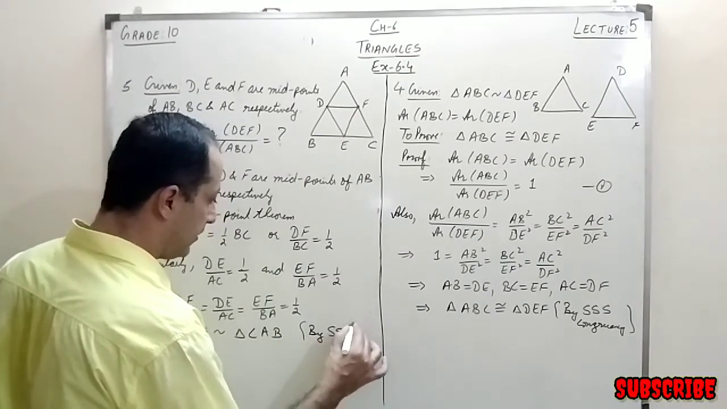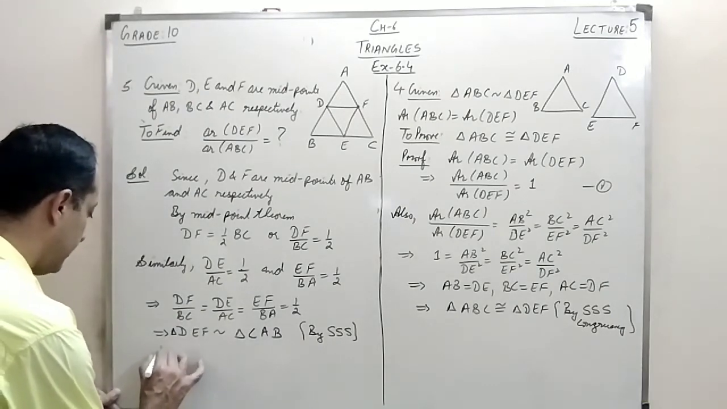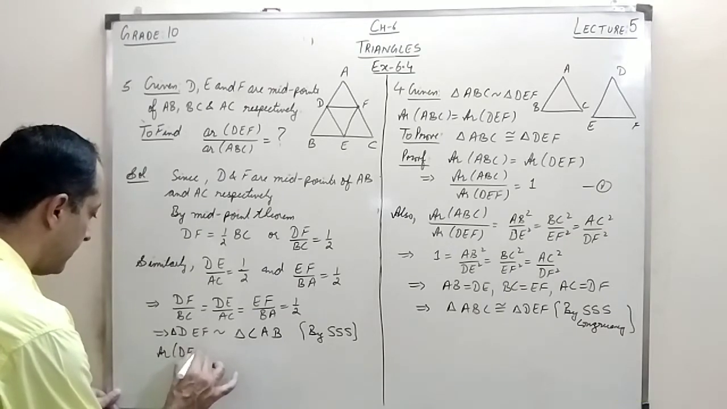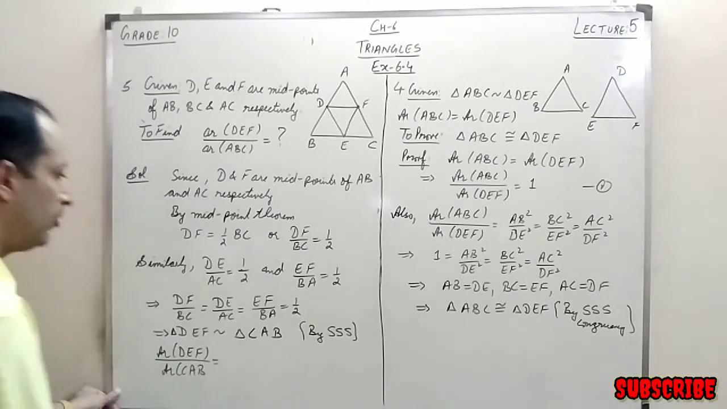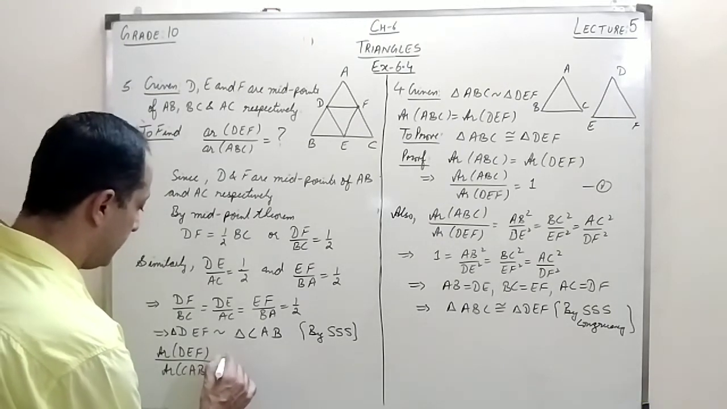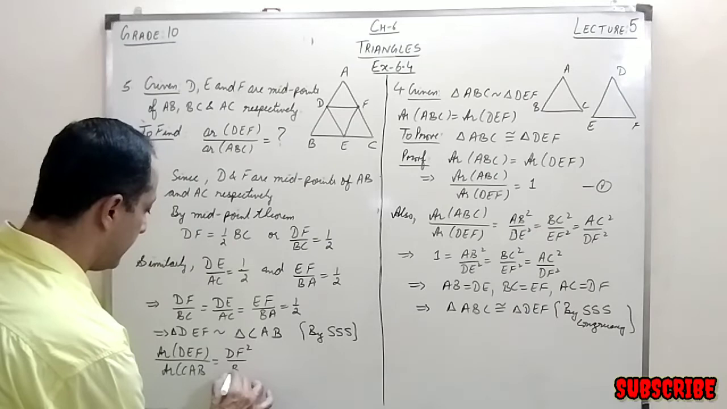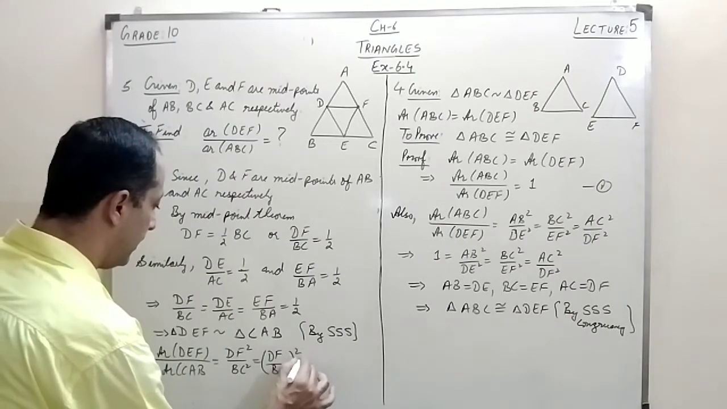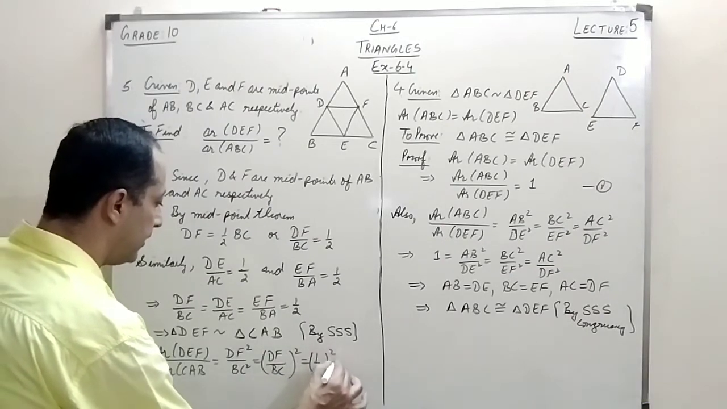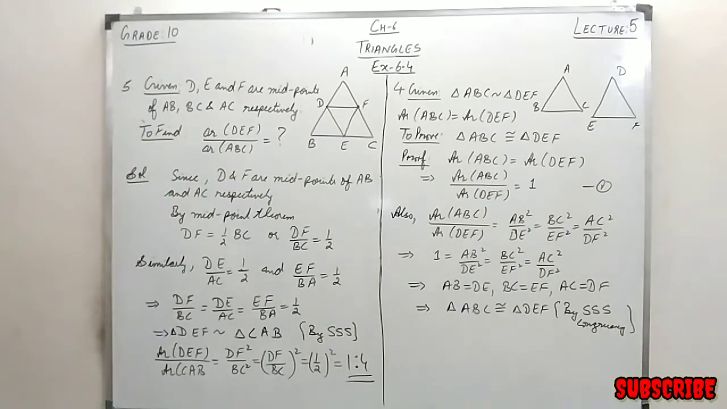Now when the triangle is similar, obviously the ratio of the area of the triangles is equal to the ratio of square of their sides, or we can say square of the ratio of the sides. I can write this thing as DF upon BC whole square, and this is 1 by 2 whole square, and this comes out to be 1:4, right? So this was question number 5. Now let's go to question number 6.